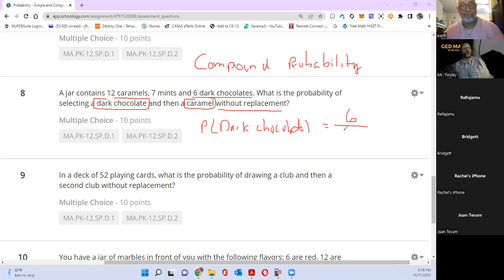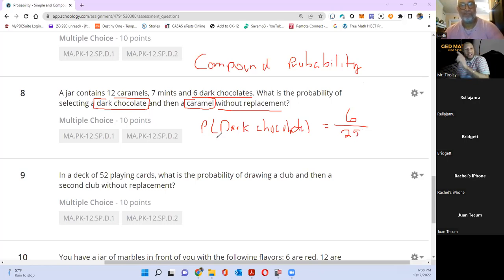Right. So you found the total of all the candy, whatever it's called. 12 caramels, 7 mints, 6 dark chocolates. So you add all of them together, you got 25. We can't reduce that anymore. 6 over 25 is lowest terms, right? So that's the probability of the dark chocolate.